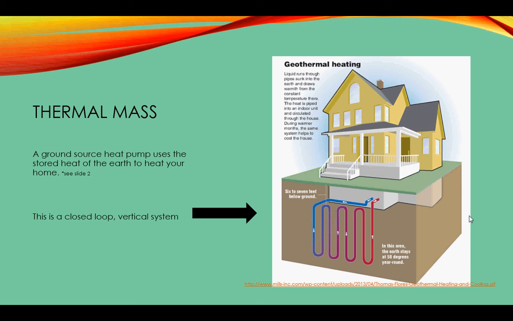Shown on the right is a closed-loop vertical system. This configuration is good when you have limited yard space and in areas where trenching is impractical. It is more expensive to install, but requires less piping, as at the depth it is installed, the temperature is more stable. Less piping results in less transfer medium required.